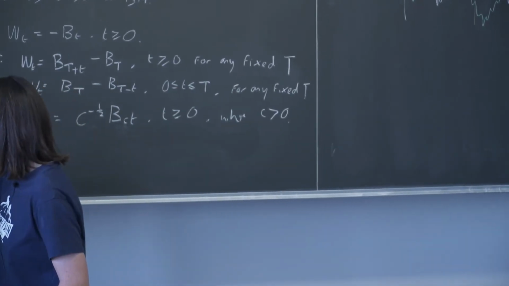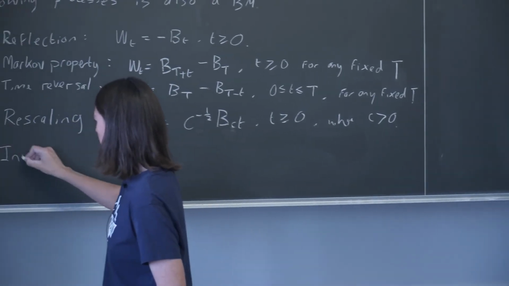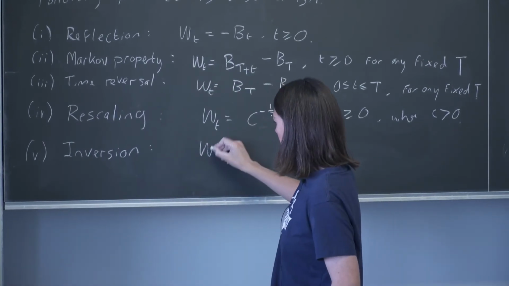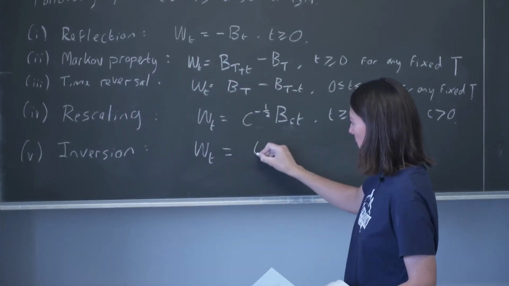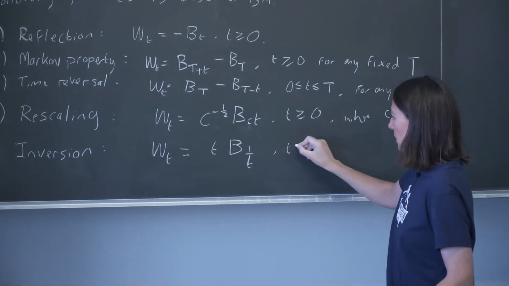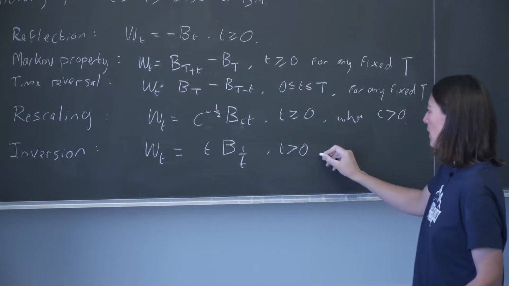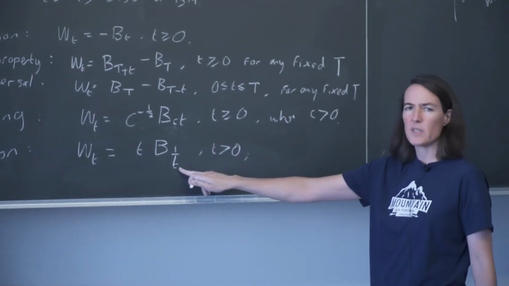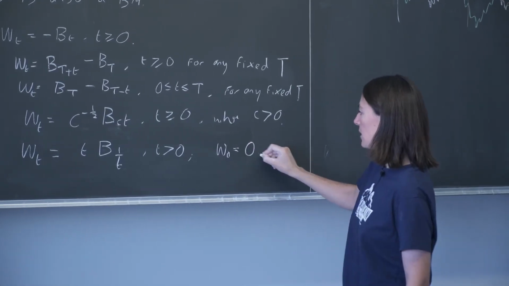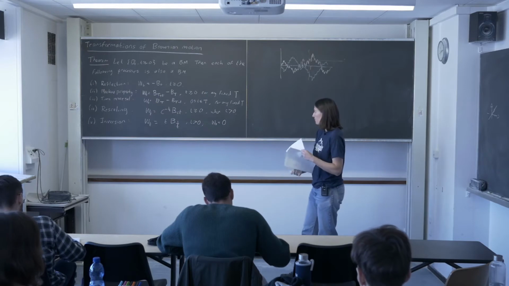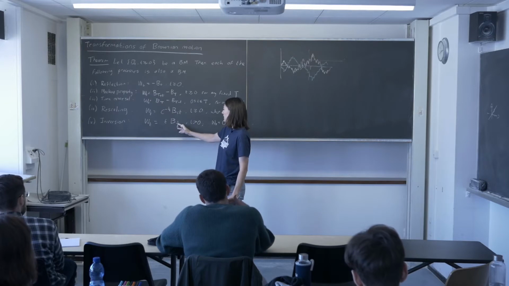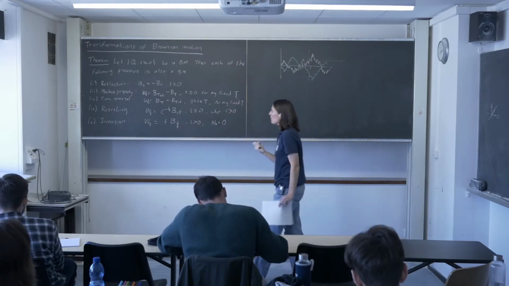And one final one is inversion. So here we've got W_t is equal to t B_{1/t}, for t greater than 0. And you can see with this one, this doesn't make sense when t is actually equal to 0, so I need to define separately that W_0 is equal to 0. Okay, and this one again is kind of interesting. This tells me that I can invert time.